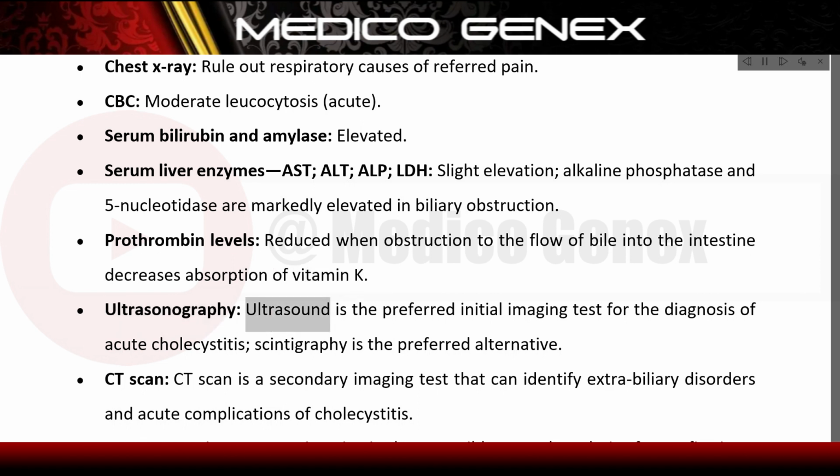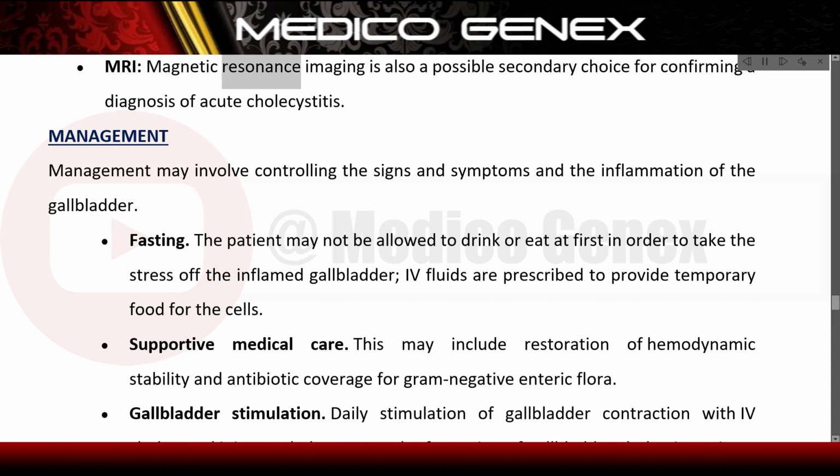Ultrasonography: ultrasound is the preferred initial imaging test for the diagnosis of acute cholecystitis. Scintigraphy is the preferred alternative. CT scan is a secondary imaging test that can identify extrabiliary disorders and acute complications of cholecystitis. MRI, magnetic resonance imaging, is also a possible secondary choice for confirming a diagnosis of acute cholecystitis.